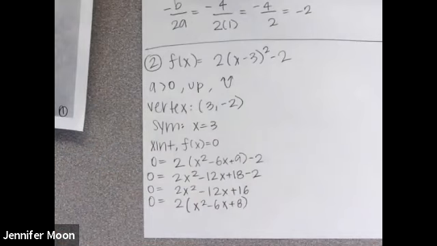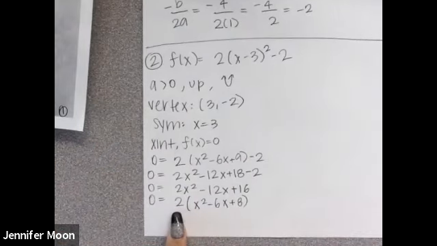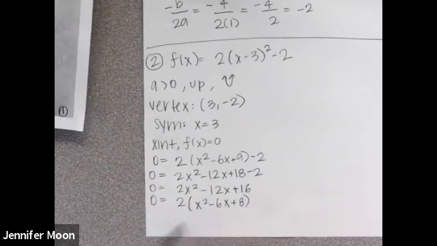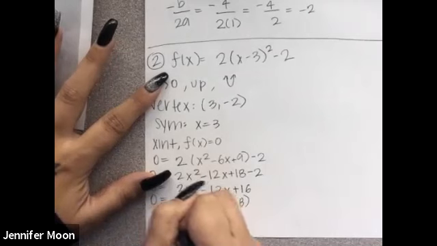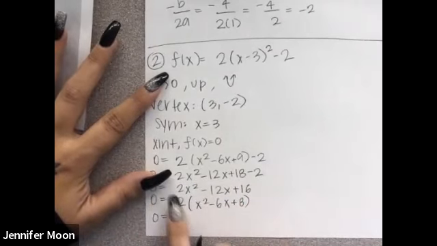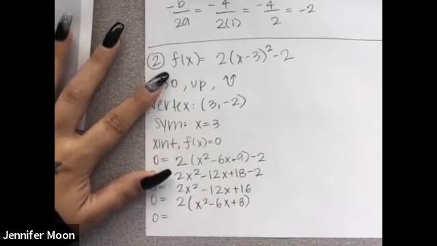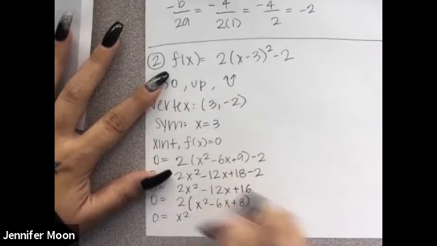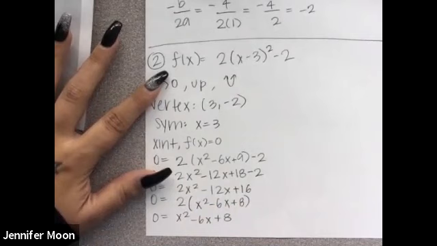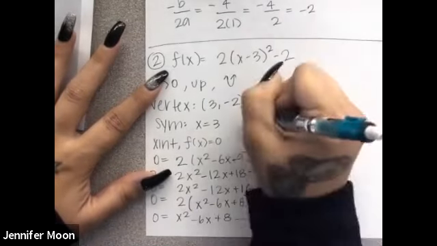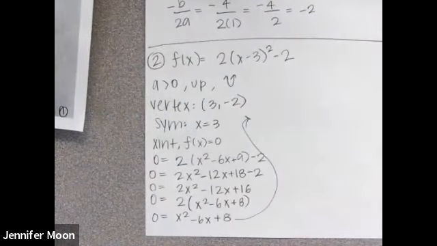I don't really care that much about this 2. I could literally just solve this, but for continuity, I just want the trinomial on the right-hand side. I'm going to divide both sides by 2. 0 divided by 2 is just 0. If I divide this trinomial by 2, that's what would cancel as my 2's. So I get x squared negative 6x positive 8. I'm going to come right here even though I didn't want to.